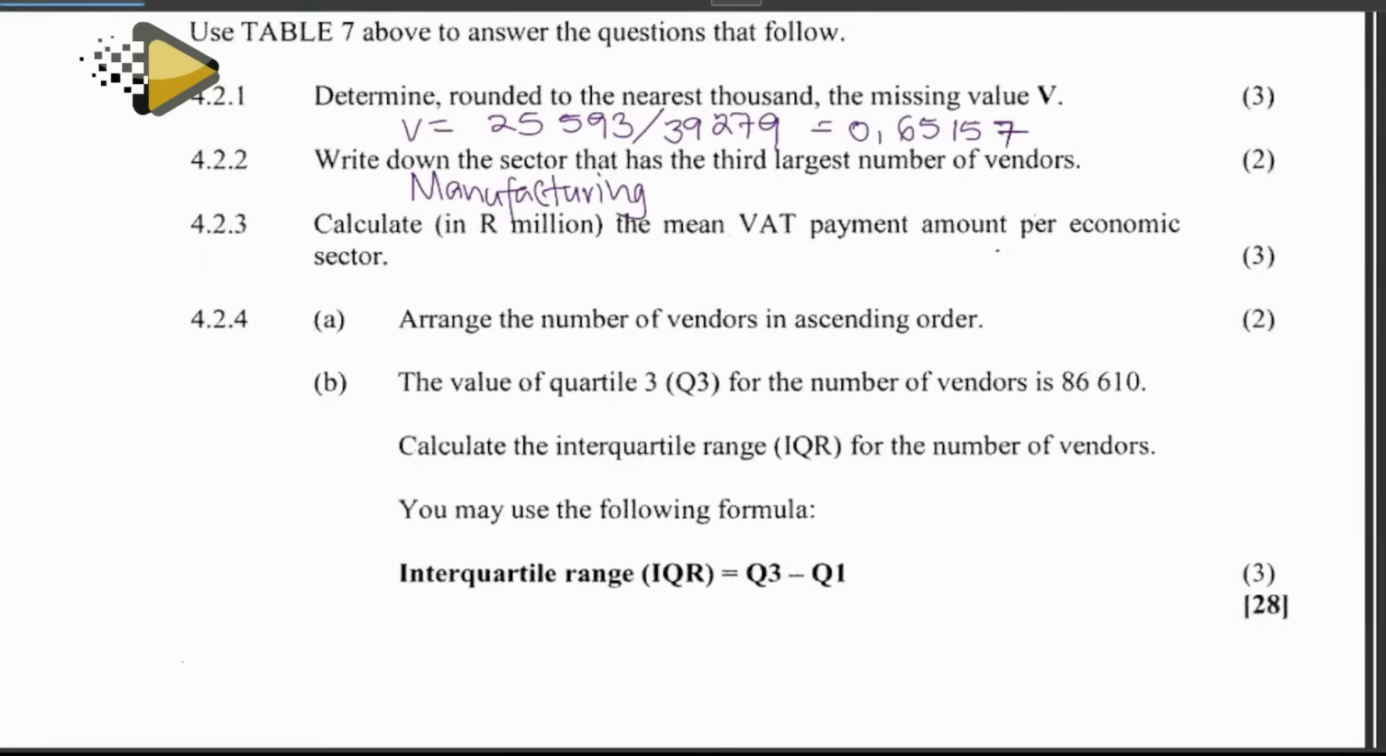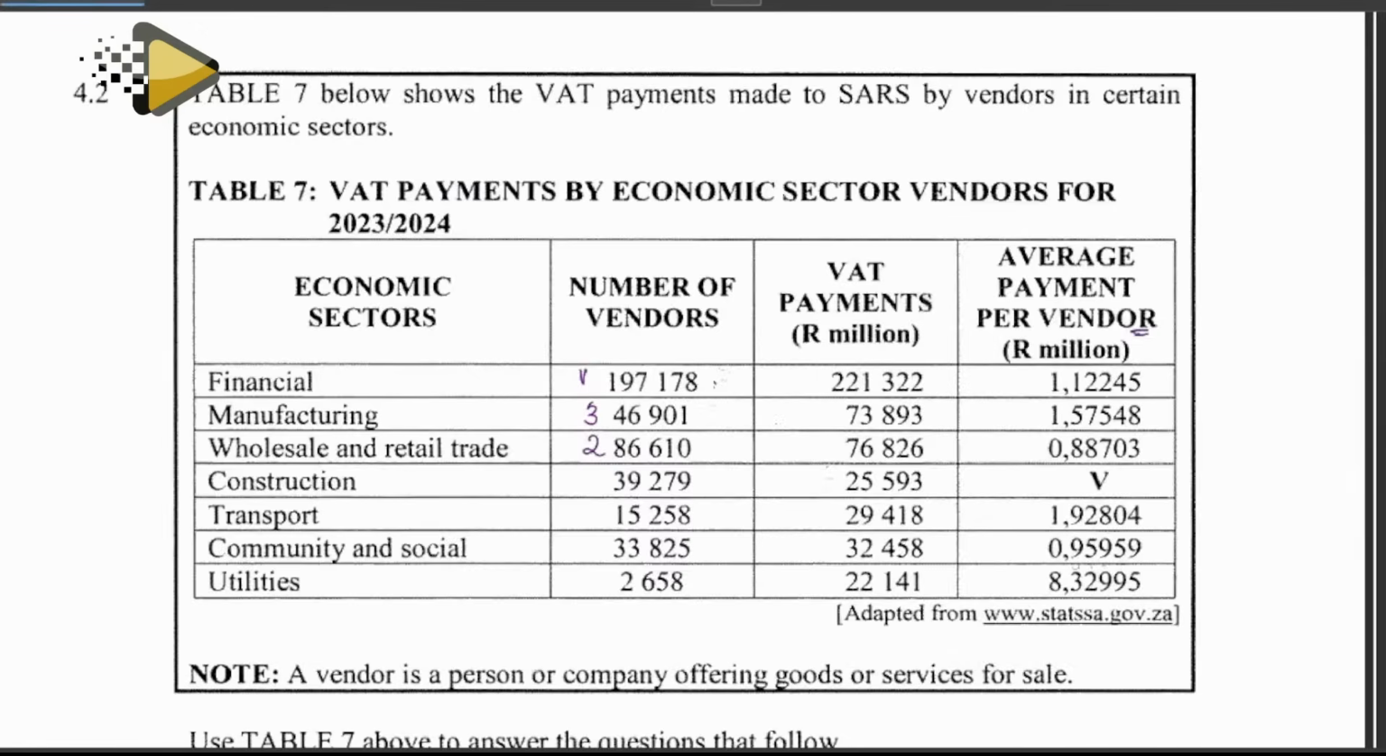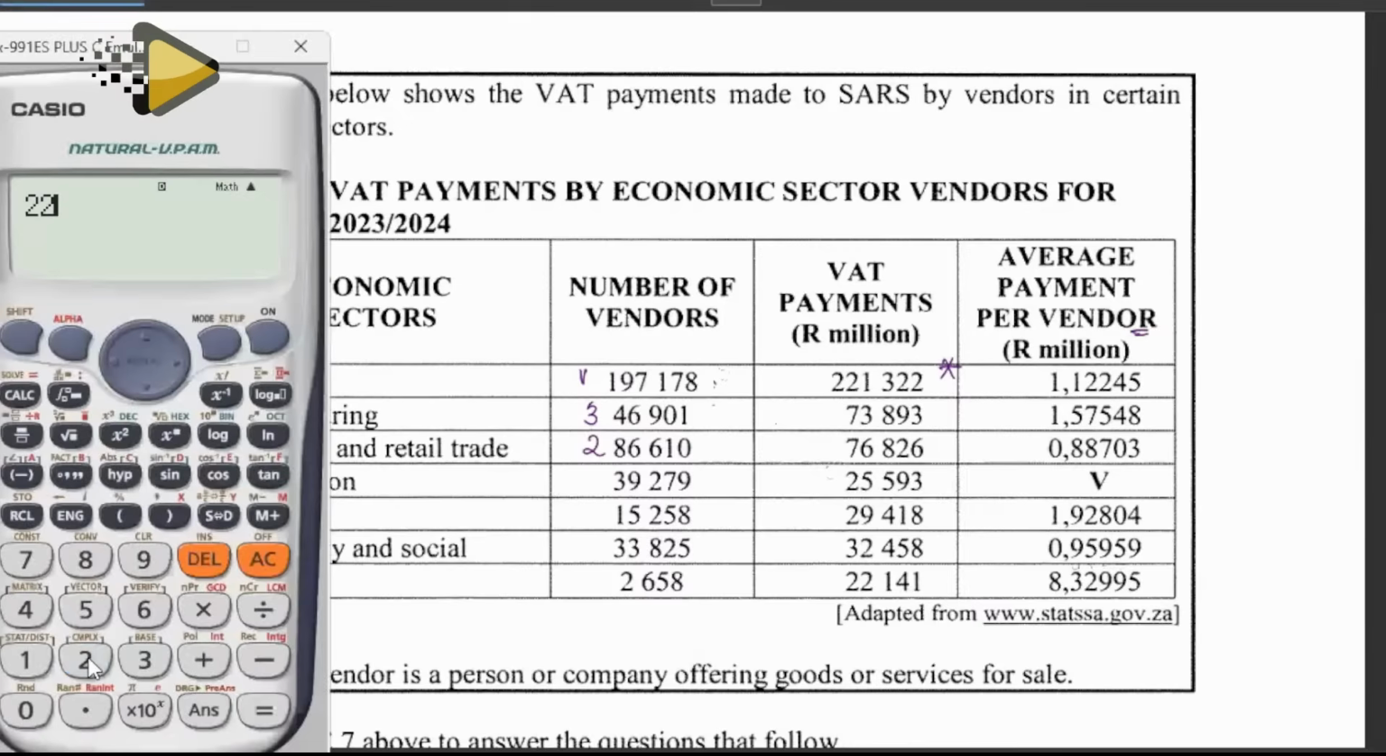The manufacturing sector. All right. Calculate in million the mean VAT payment amount per economic sector. So we're going to look at VAT payment, we are here. Isn't it? So we're going to add all these values. When you add all those values, let's try.